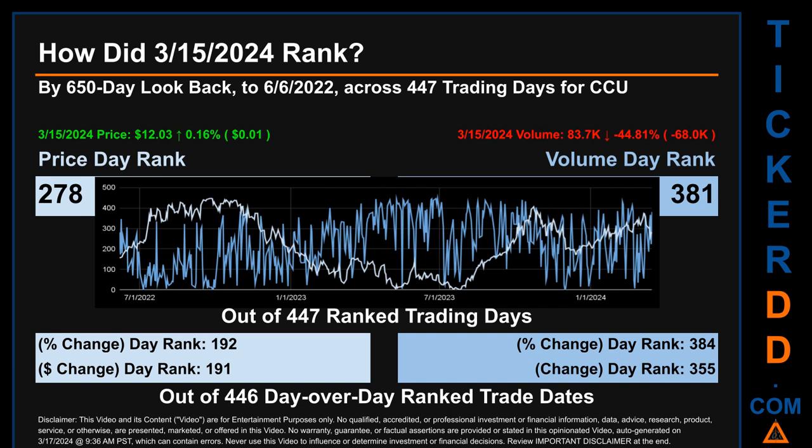The price's day-over-day percentage change, jumping 0.16% on March 15, 2024, had a day rank of 192 while its dollar difference of 1 cent had a rank of 191 when compared day-over-day across 446 trading days. Volume's percentage change and difference were ranked respectively at 384 and 355.